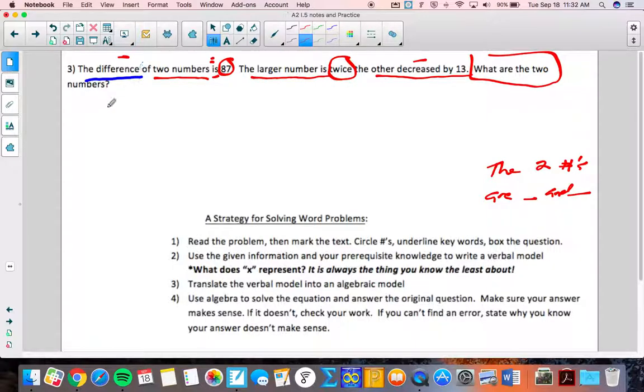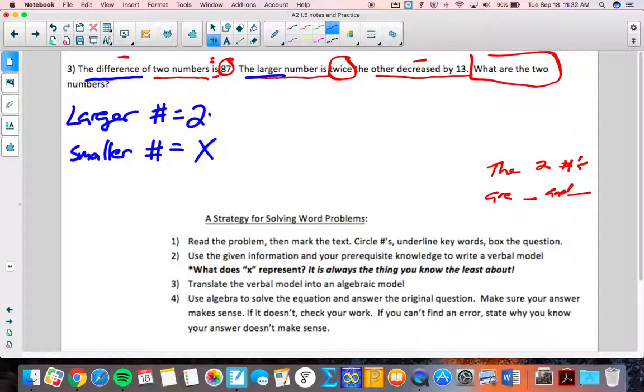So here we go. So now we're going to change it. We have a larger number, and if we have a larger number, I'm going to call the other one the smaller number. Now we have a sentence about the larger number, so the other number, or the smaller number, will be x. And so the larger number is twice the other, decreased by 13. So that's going to be double it, but then decrease it by 13.